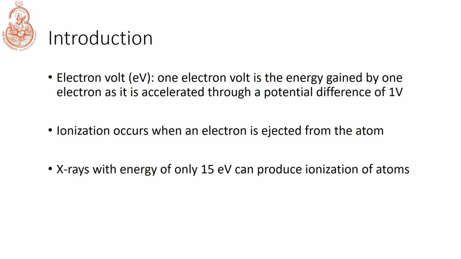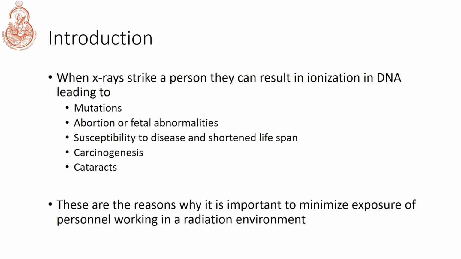Before going deep into radiation safety, we are supposed to know certain terminologies. The first one is the electron volt. It is the energy gained by one electron as it is accelerated through a potential difference of 1 volt. Ionization occurs when an electron is ejected from the atom. X-rays with energy of only 15 electron volts can produce ionization of atoms.